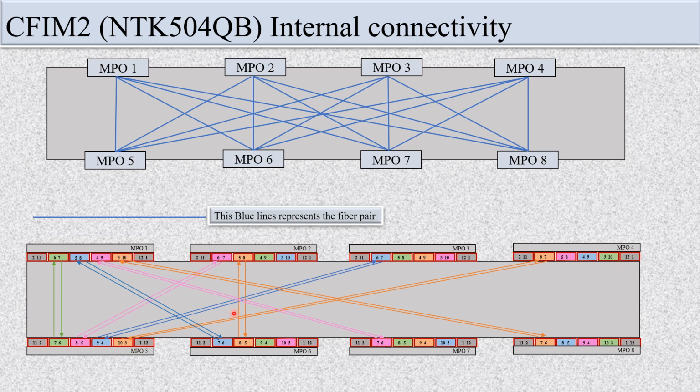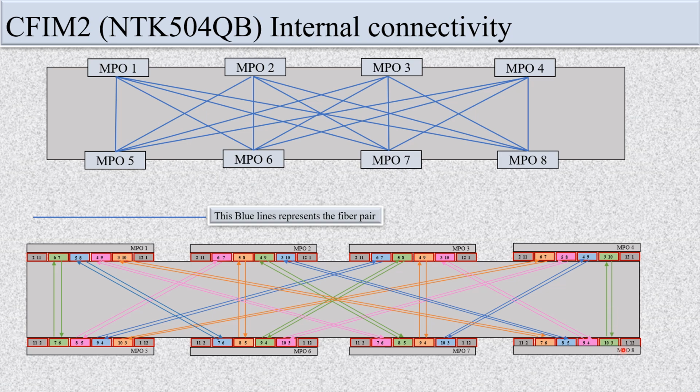Now you can see MPO 2 is connected to MPO 6, MPO 2 is connected to MPO 7, and MPO 2 is connected to MPO 8. Now MPO 3 is connected to MPO 6 and MPO 4 is connected to MPO 6. Now MPO 3 is connected to MPO 7. MPO 3 is connected to MPO 8, and you can see MPO 4 is connected to MPO 7 and MPO 4 is connected to MPO 8.